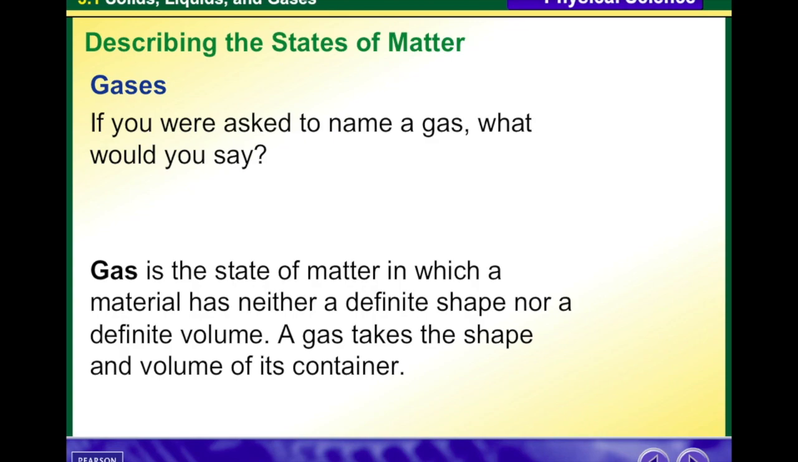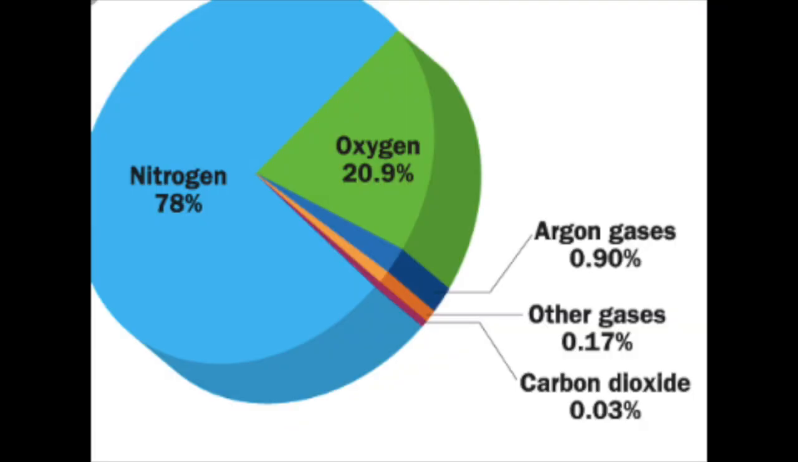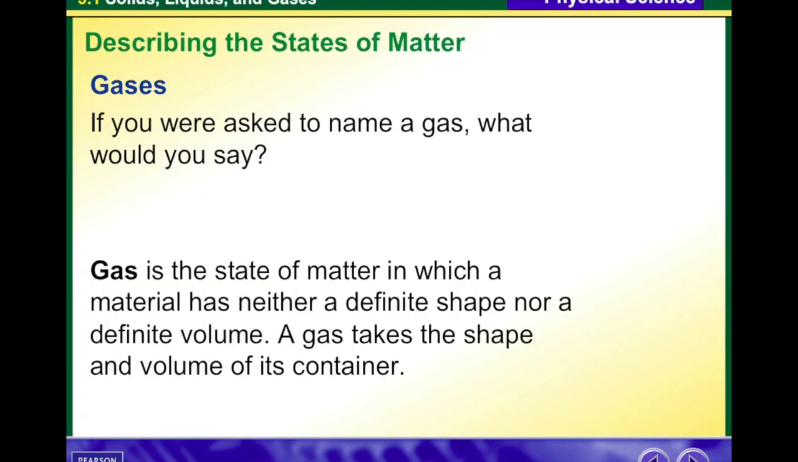What about gases? If you were asked to name a gas, what would you say? Maybe you would say air. It's a very common gas, a mixture of gases, about 80% nitrogen, 20% oxygen, and the remaining little tiny bits of carbon dioxide, argon gas. Of course, there's water vapor in air too.